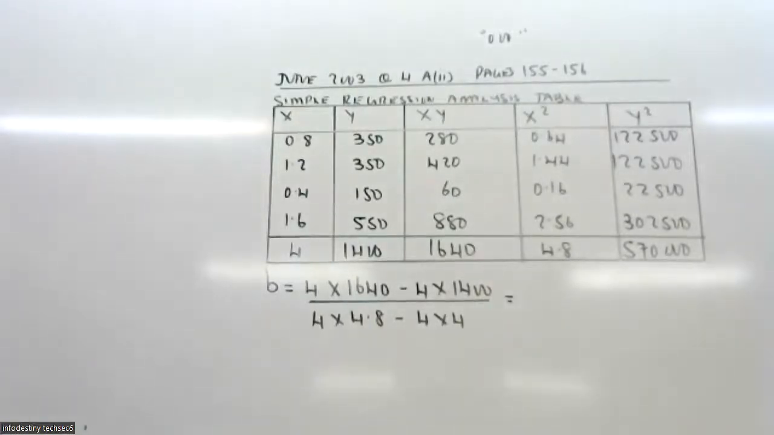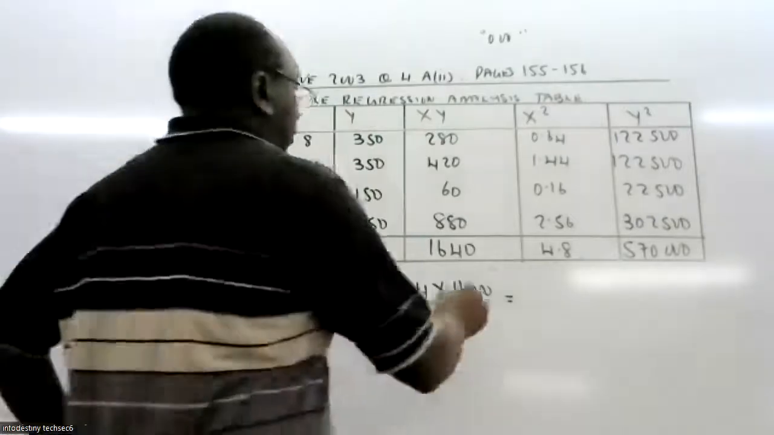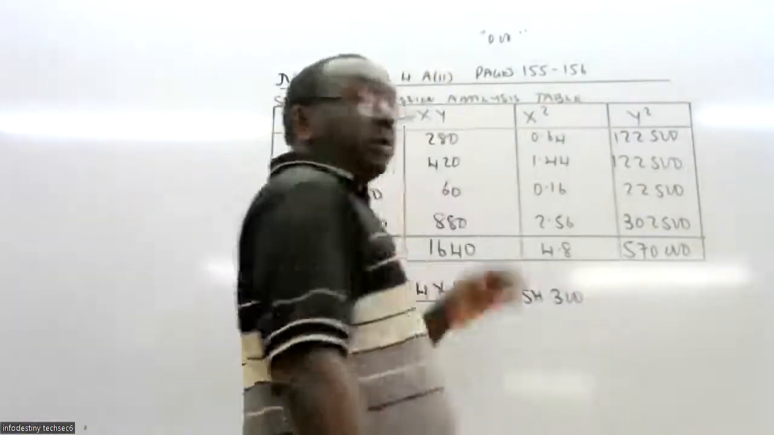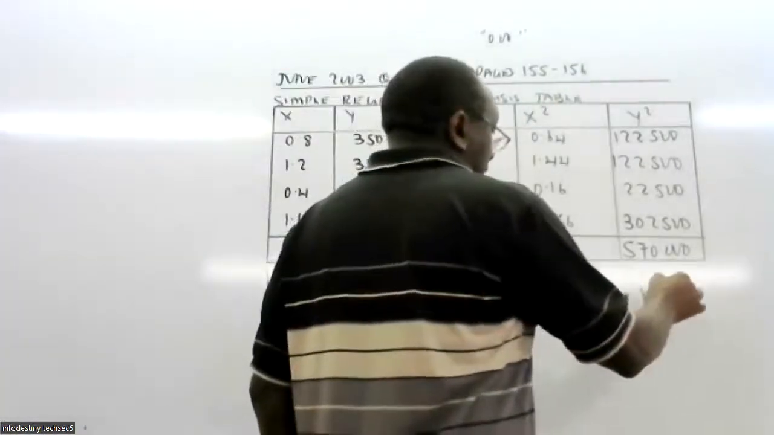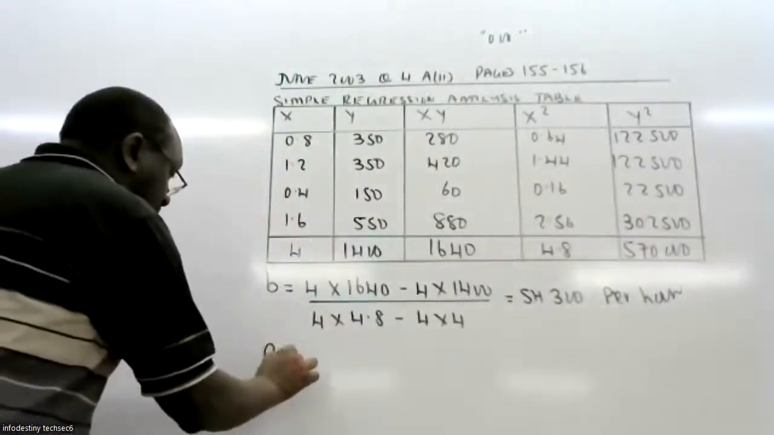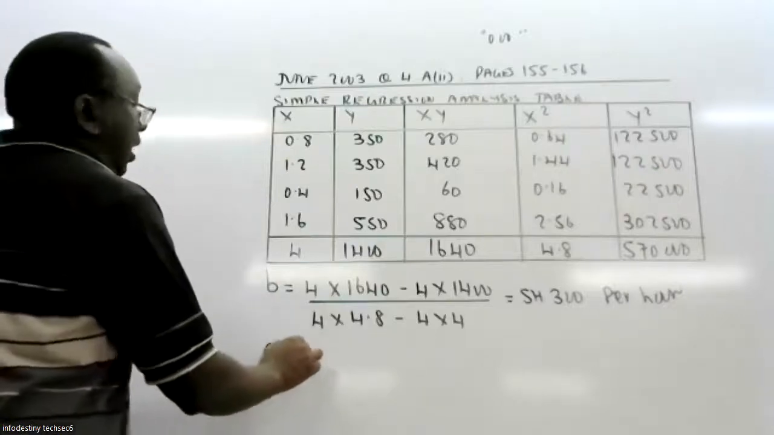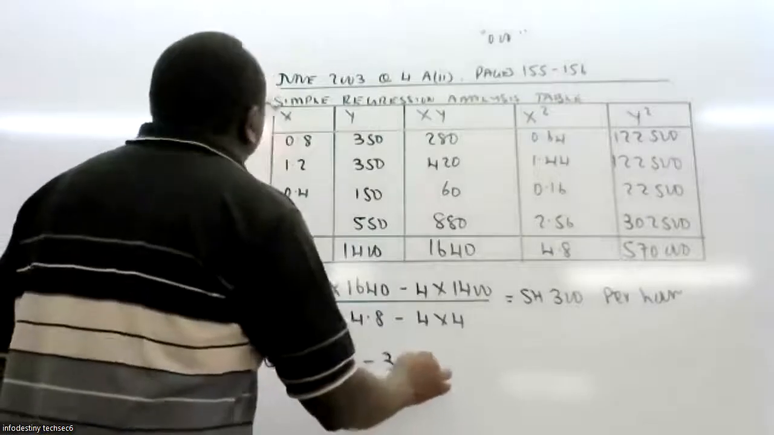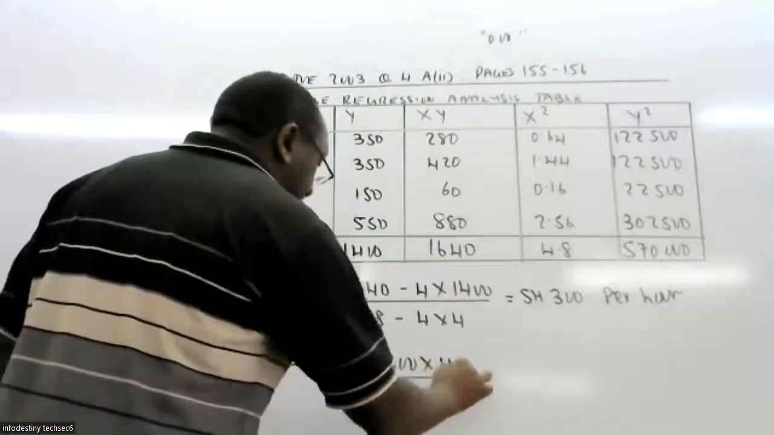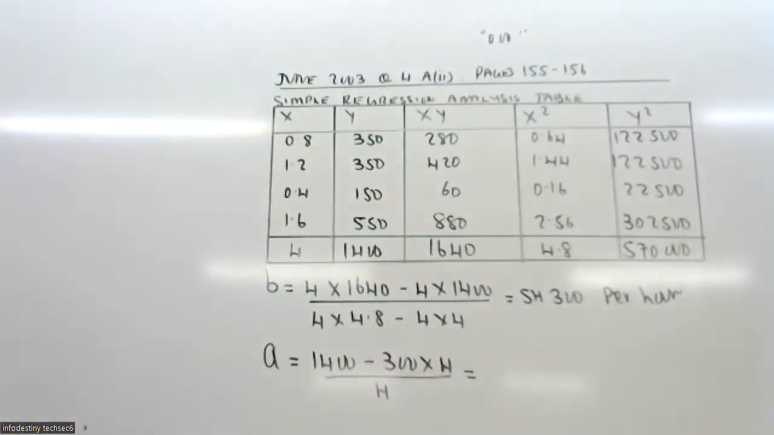So when you solve that, 4 times 1640 minus 4 times 1400, divided by 4 times 4.8 minus 16. You getting that? B is 300 per hour. That is per hour. Then A is sum of Y, which is 1400, minus B, 300, times sum of X, which is 4, divided by 4. So 1400 minus 300 times 4, divided by 4, is 50.